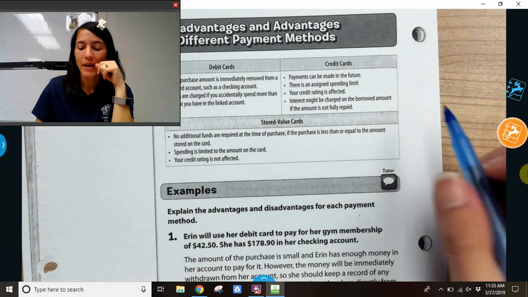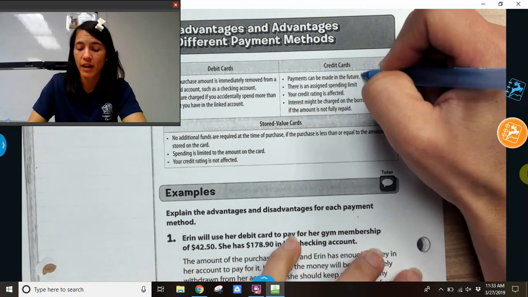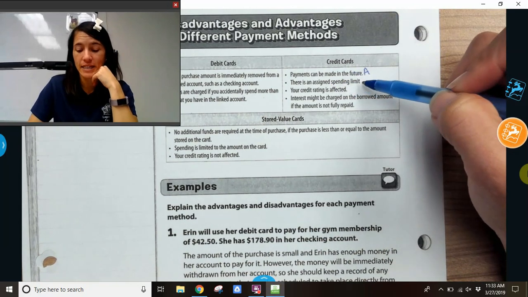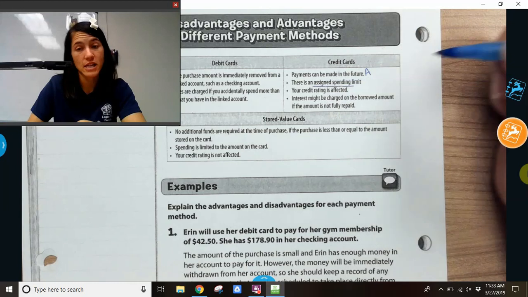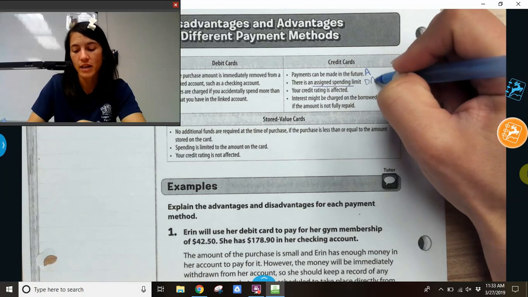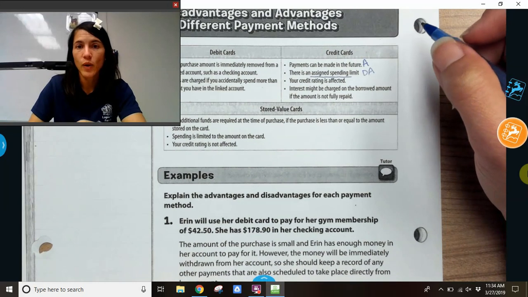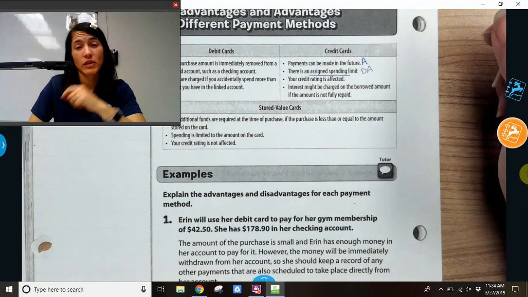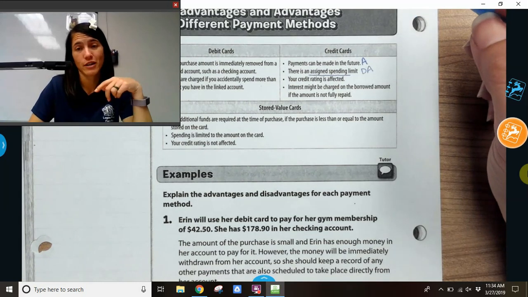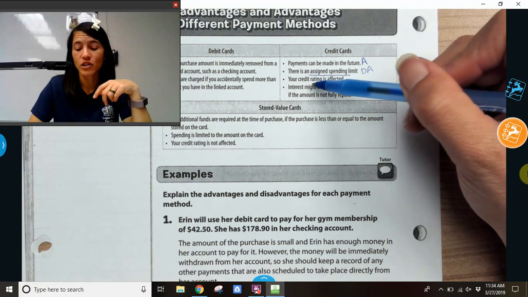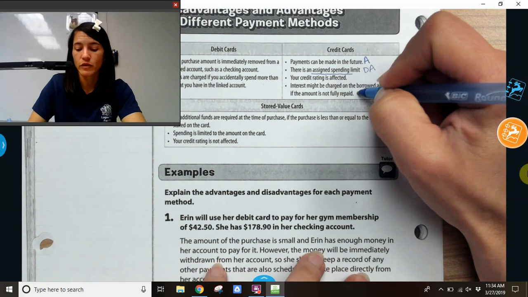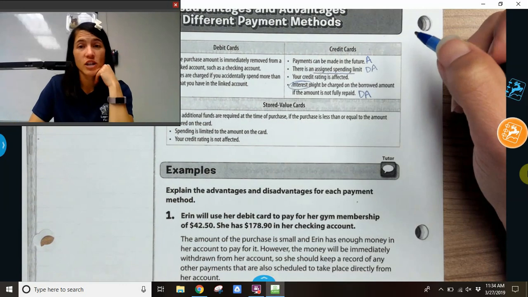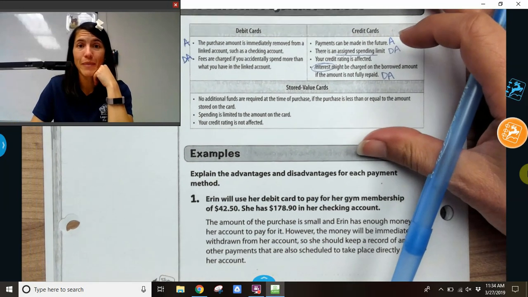Credit cards. Payments can be made in the future, so that would be an advantage. There is an assigned spending limit. So some could see that as an advantage, but probably most would see that as a disadvantage. Your credit rating is affected. And again, that could be both if your credit rating is going up or if your credit rating is going down. And interest might be charged on borrowed amounts that are not fully paid, so this is a disadvantage. If you're charged interest, that's a disadvantage because then you have to pay back more.